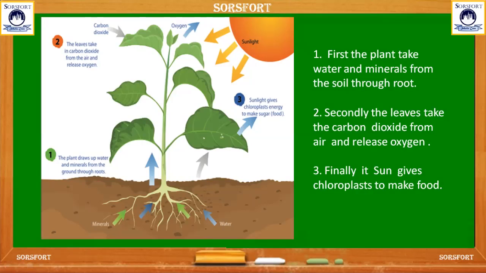So you can see in the picture also, first it is taking the minerals and water from the soil or the ground. Next, it is getting the carbon dioxide from the air and releasing the oxygen. From the sun, it is taking the sunlight for the chloroplast, which is used to make the food or sugar or the oxygen or glucose substances.